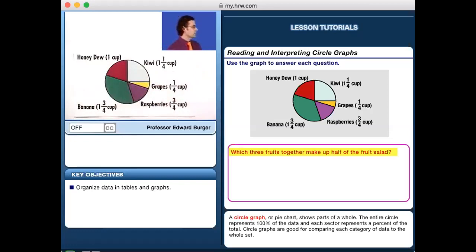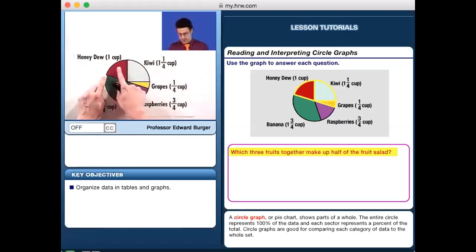Which 3 fruits together make up half the fruit salad? Without even looking at the numbers, we can visually take a look at this pie chart and ask, which 3 fruits together make up half of the circle? You can see this looks like a diameter to me, and there are these 3 fruits right here that add up to that half. So the answer, without doing any arithmetic, is honeydew, kiwi, and grapes. And there you have it.